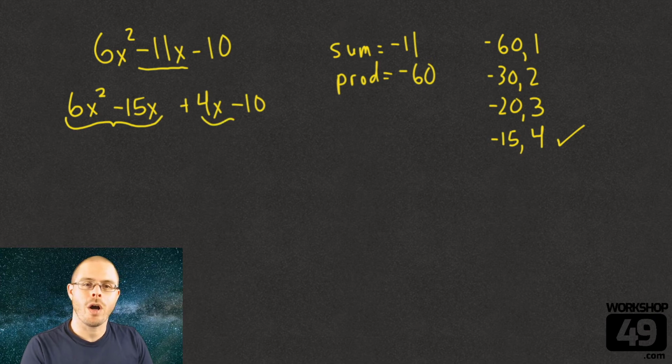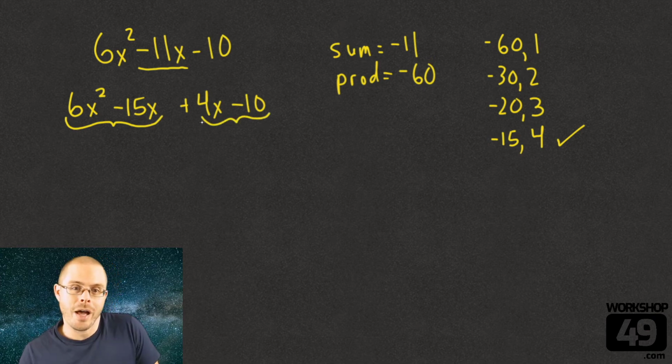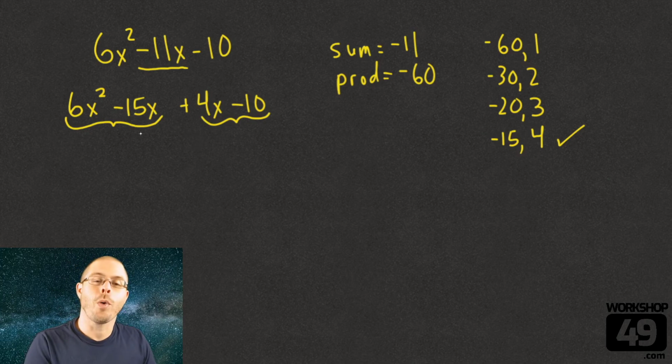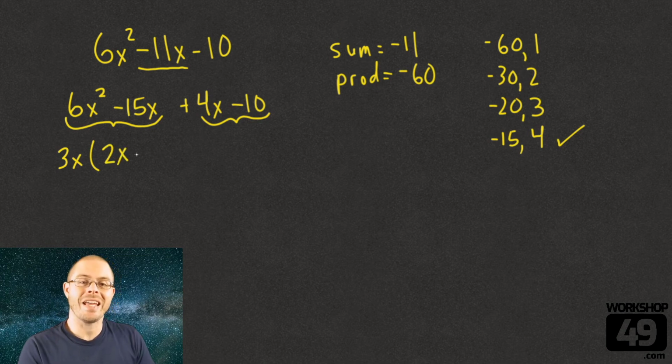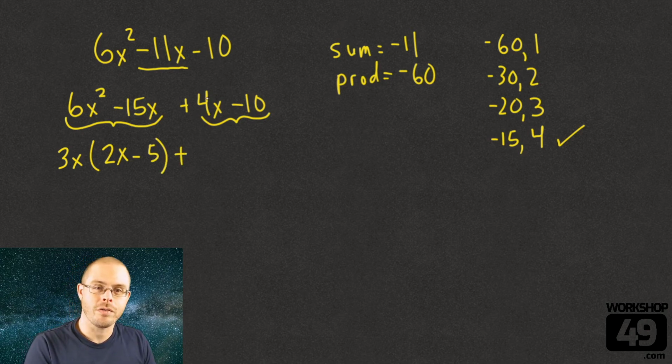We're going to separate our quadratic into two parts, the first half and the second half. We're now going to try and factor something out of each part. In that first half, when we look at those numbers, is there anything that we can factor out of them? We can factor out a 3x. 6x squared divided by 3x is 2x. Negative 15x divided by 3x is a negative 5.